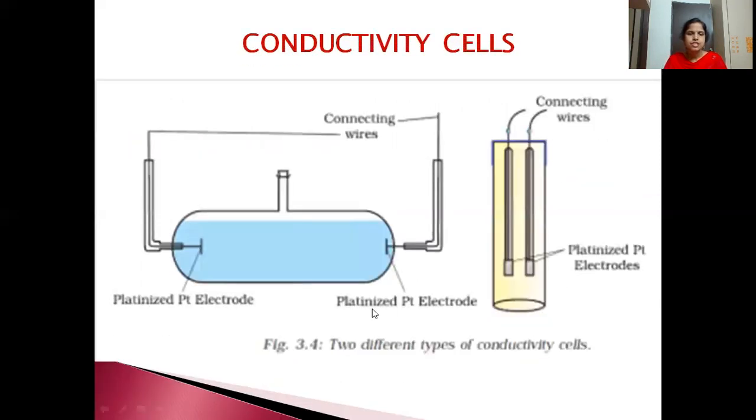Connect the two electrodes to the conductometer and it will give the readings that can be noted. This is the arrangement of the conductivity cells. Here you can see one type where platinized platinum electrodes are placed in the cell and connected to wires, or else the cell in this form, where two electrodes are connected to the wires.